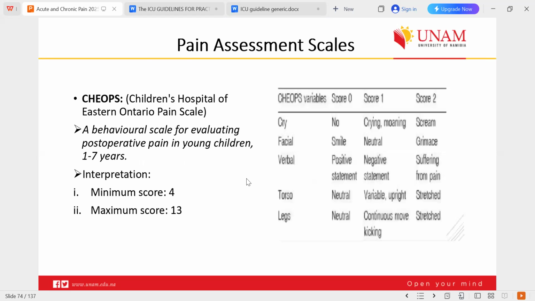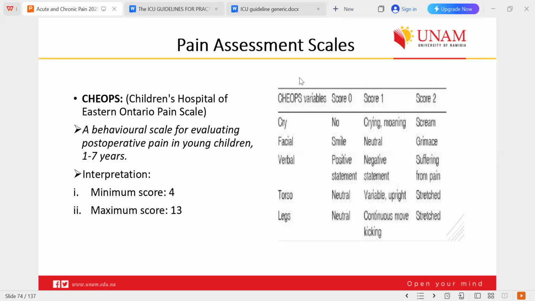Then we have the Children's Hospital of Eastern Ontario pain scale. It's a behavioral pain scale for evaluating post-operative pain in young children. Okay, it uses 5 parameters: cry, facial expression, verbal, the torso, and the legs. The Children's Hospital of Eastern Ontario pain scale uses this, and the minimum score is 4, maximum score is 13.